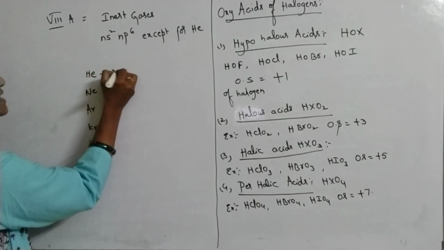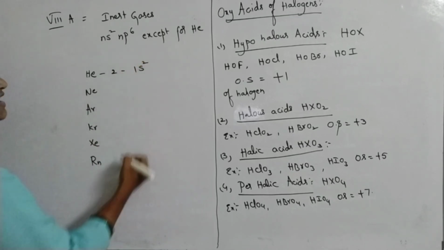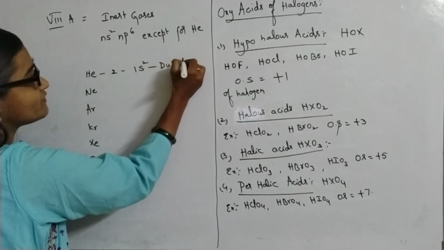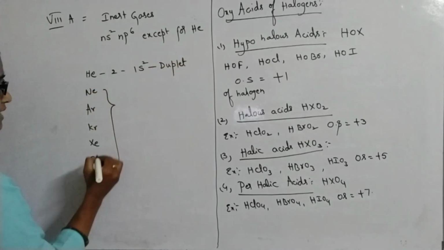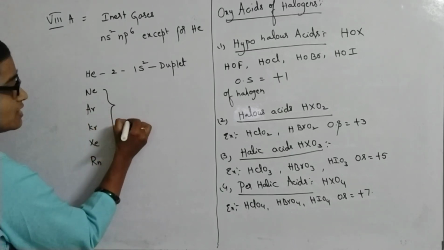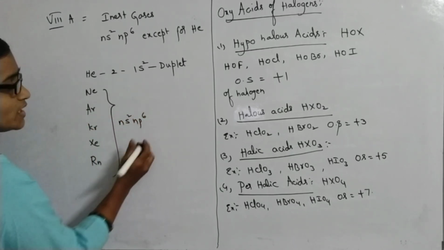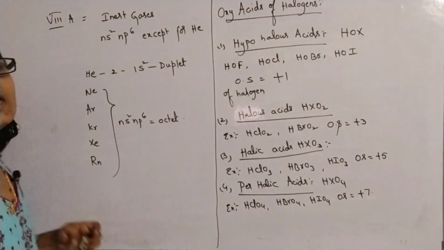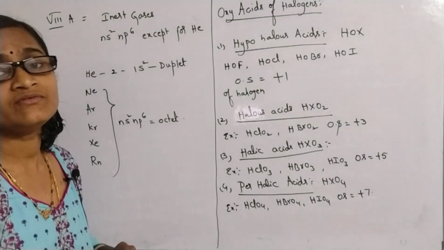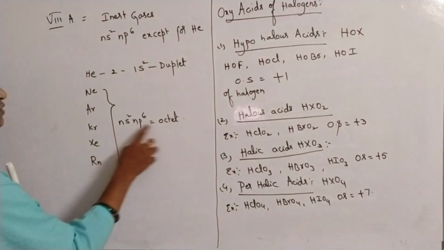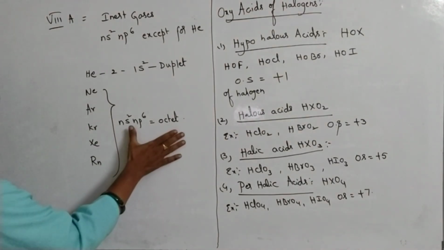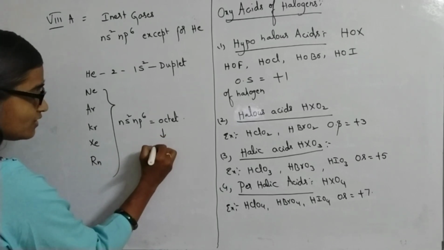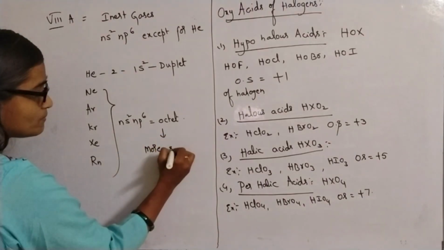Here helium has atomic number 2 and electronic configuration 1s2, which is called the duplet configuration. Whereas for all the other elements from neon to radon, the general configuration is ns2 np6, which is called the octet configuration. They have 8 electrons in their valence shell. This octet makes the element more stable.